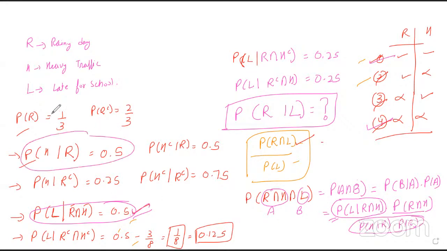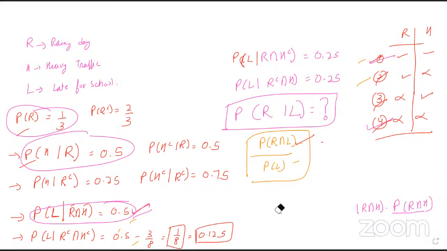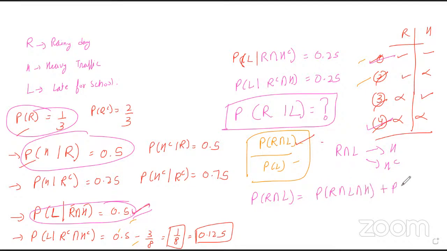But you are writing in the complement form, right, sir? Earlier, something like that one I didn't get, sir. Okay, so we need to find the probability of rain and late, R intersection L, right? So what are all the possibilities? One case is there is heavy traffic. One case is there is not heavy traffic, right? So to find this, I can add the 2 cases: rain, late and heavy traffic, and rain, late and not heavy traffic. By adding, I will get the rain and late probability, right?